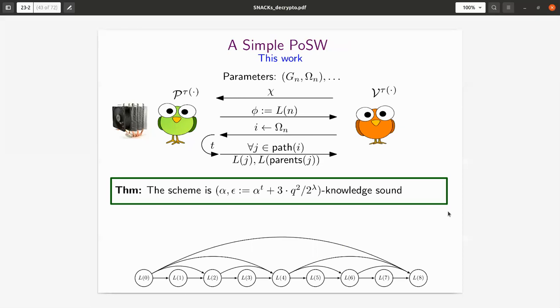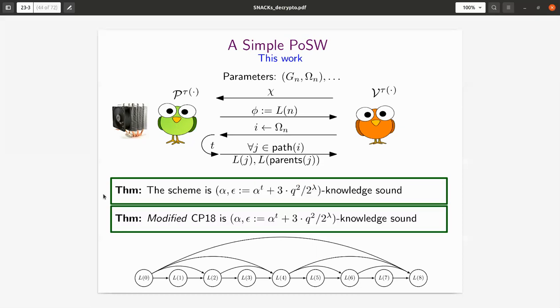It's a graph labeling proof of sequential work that is secure according to this notion, where you have alpha and sigma. They're just related in this way. So these are just technical details, but I mentioned them for the sake of completeness. And we also show that modified CB also satisfies the same notion.